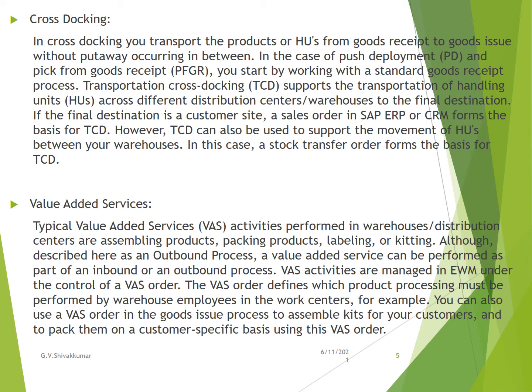So VAS activities are managed in EWM under the control of a VAS order. So we need to create a VAS order against these activities. The VAS order defines which processing must be performed by the warehouse employees in the allotted work centers. For example, you can also use a VAS order in the goods issue process to assemble kits for your customer, and then to pack them on a customer specific basis using this VAS order.